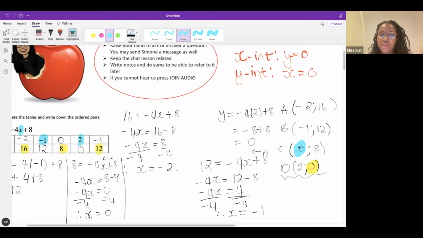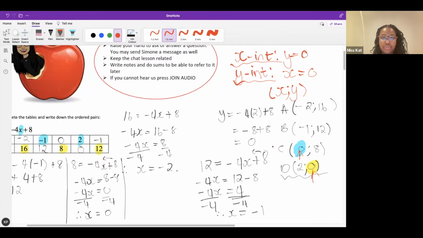Look carefully. If x is 0, remember how we write coordinates? The x comes first and then your y. If x is 0, which it is there, then it is your y-intercept. But if y is 0, which is over there, then it is your x-intercept. There we go.